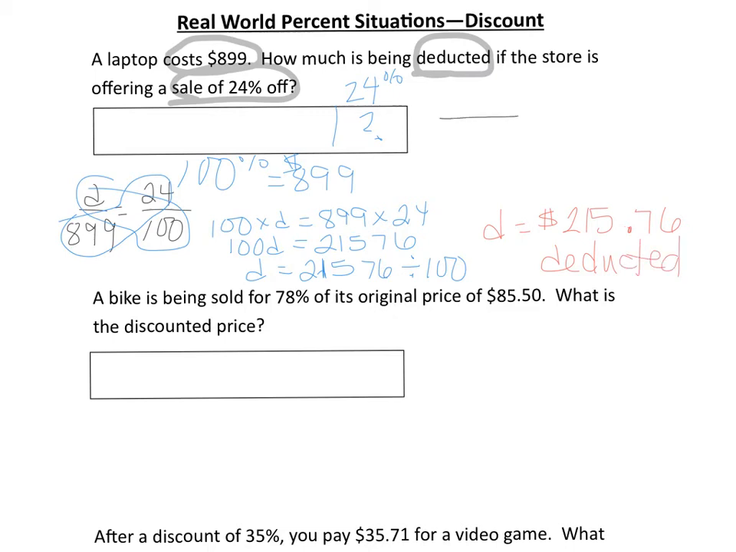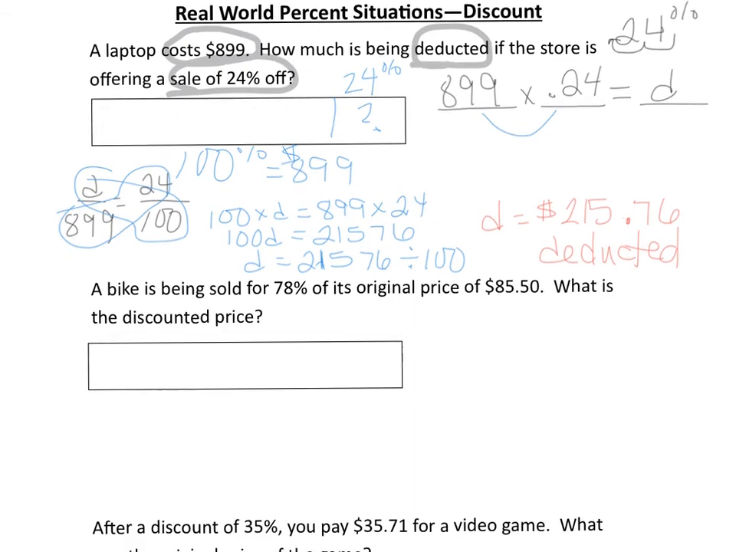If we wanted to do this as an equation, because you can pick either way, no preference, 24% is going to be, move it 2 spaces to the left and put a decimal, 0.24. And we want to know what is 0.24 of 899. So we multiply 899 times 0.24 to get $215.76.